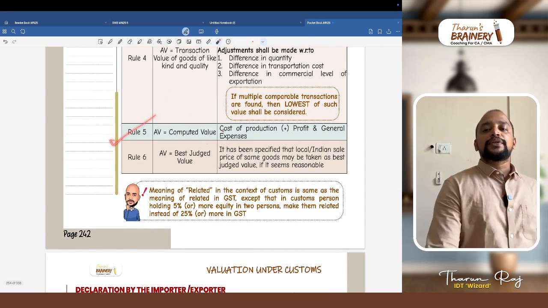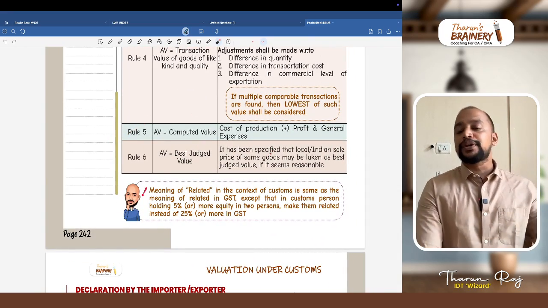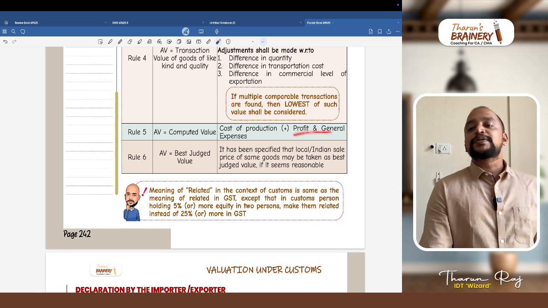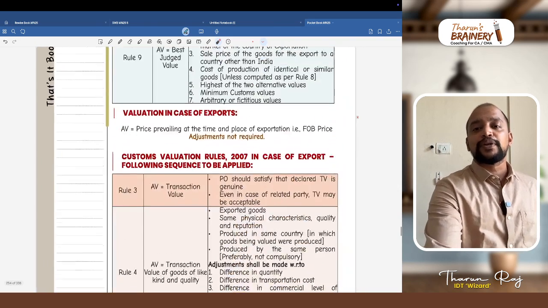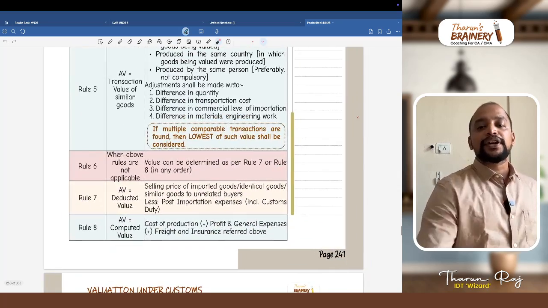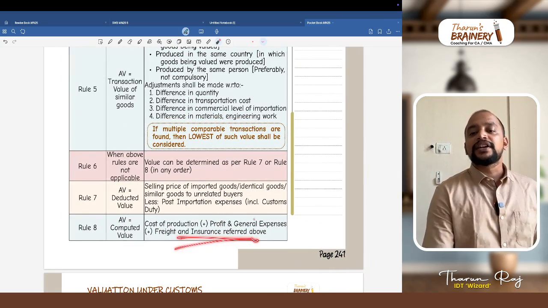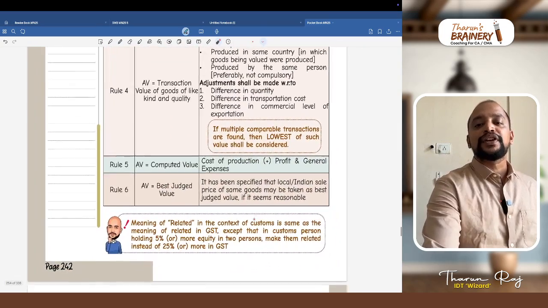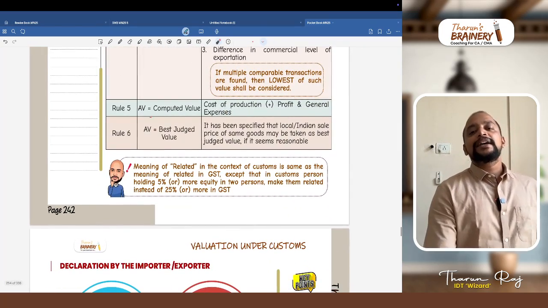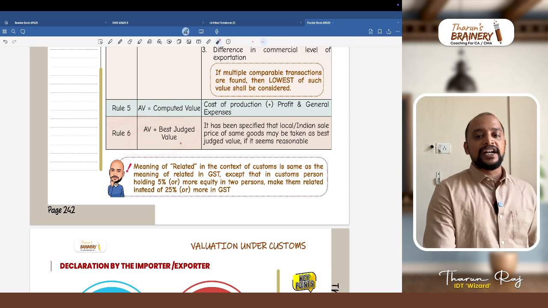Then computed value. Computed value is like our customs computed value, normally cost of production plus profit and general expenses. But in this computed value, we will not take the transportation cost, whereas in the import computed value, they will be taking the freight and insurance. Usually in case of import, we need to take the CIF price, and in case of export, we need to take the FOB price. And best judgment value applies if that is not identifiable.